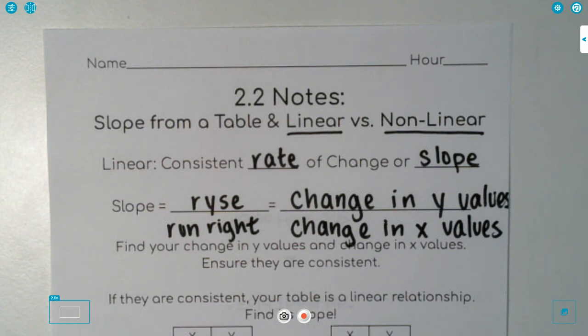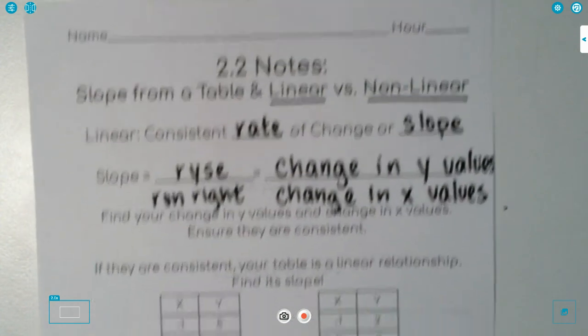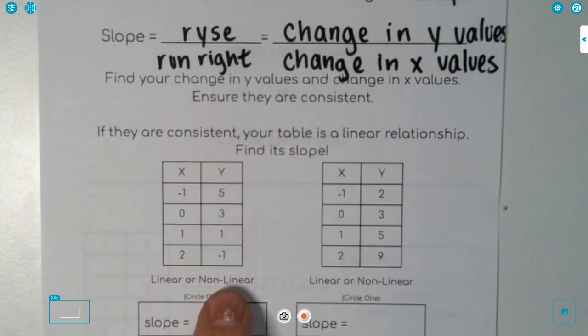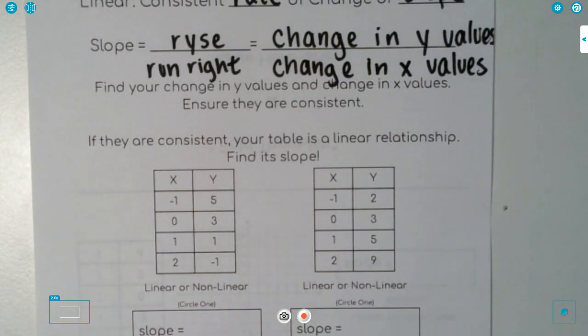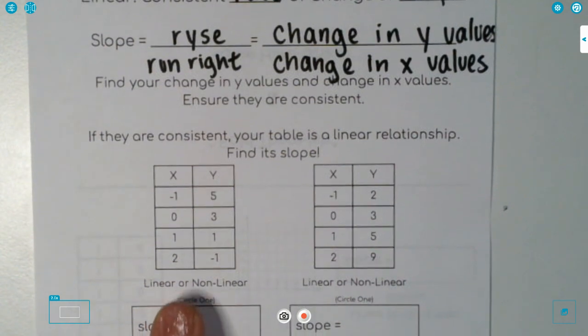Okay, so we are going to find the change in our Y values and the change in our X values. The first thing that we are going to do is ensure that they are consistent. If those are not consistent, then we are able to just circle down here on each problem. I have a spot that says nonlinear. If it is not linear, meaning it doesn't make a line, we can't find a slope. If something's not a straight line, it doesn't have a slope. If it is consistent, then we will circle that it is linear and we will find the slope. So if you circle nonlinear, you don't have to find a slope because there is no slope.